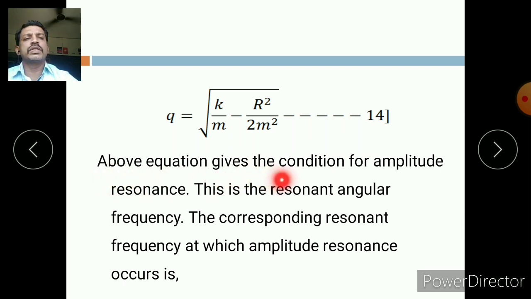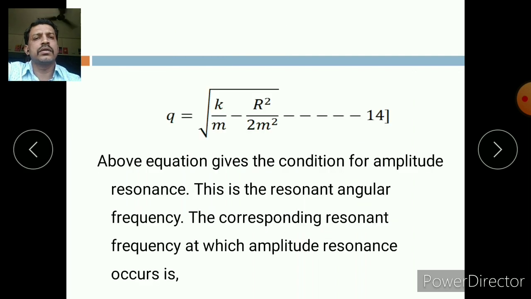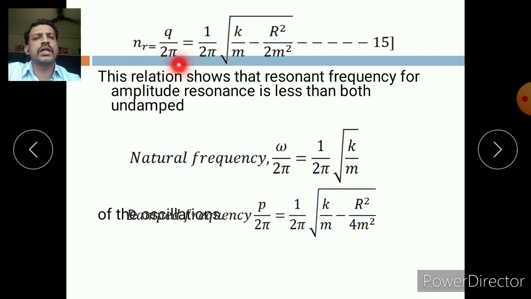Our equation gives the condition of amplitude resonance. This is the resonant angular frequency, the corresponding resonant frequency at which amplitude resonance occurs. So this is that particular angular frequency where resonance occurs. Now here we say that nr equal to q upon 2 pi. This is the resonant frequency equation, where n is the frequency.